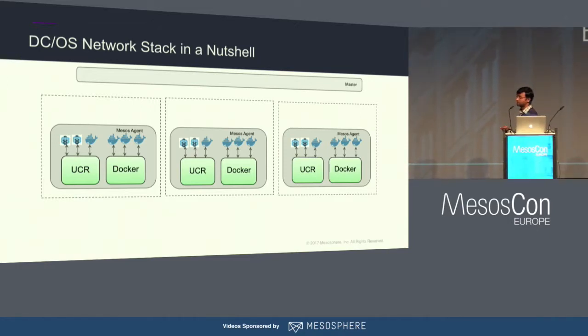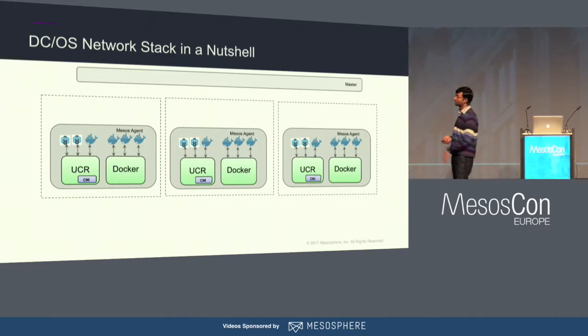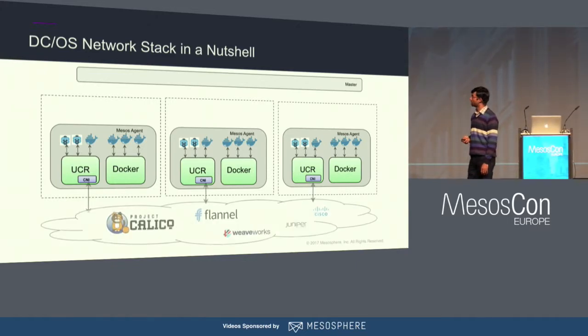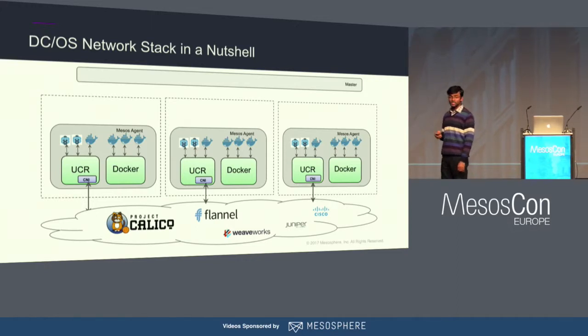Now, UCR has native support for CNI, which is Container Networking Interface, and we'll see what it is in follow-up slides. But CNI is the specification which makes it really easy for any third-party network provider to write a plugin against that specification, and then it automatically works with Mesos. And that's why you see that there are so many third-party network providers that provide the IP connectivity. They take care of connecting the containers and providing a flat network.